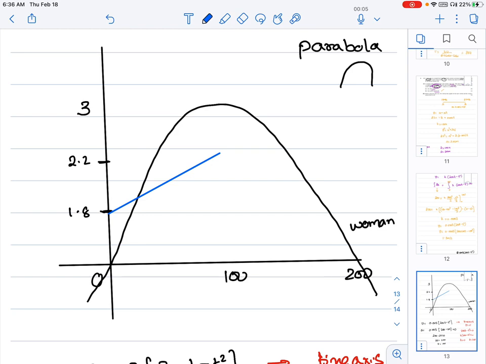So right over here, time in seconds, and this is velocity in meters per second.